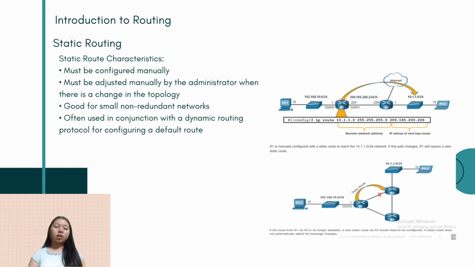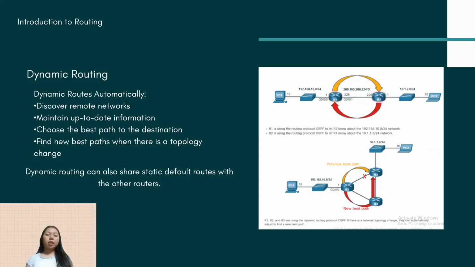Static routing. Static route characteristics: they must be configured manually, and must be adjusted manually by the administrator when there is a change in the topology. Good for small non-redundant networks, often used in conjunction with a dynamic routing protocol for configuring a default route.